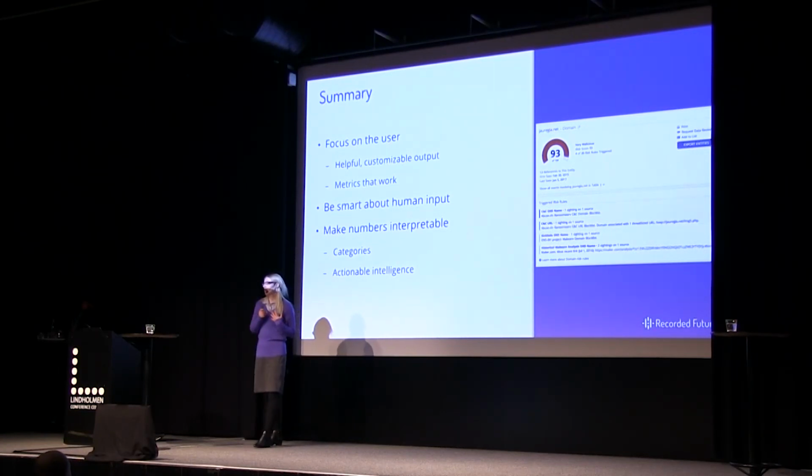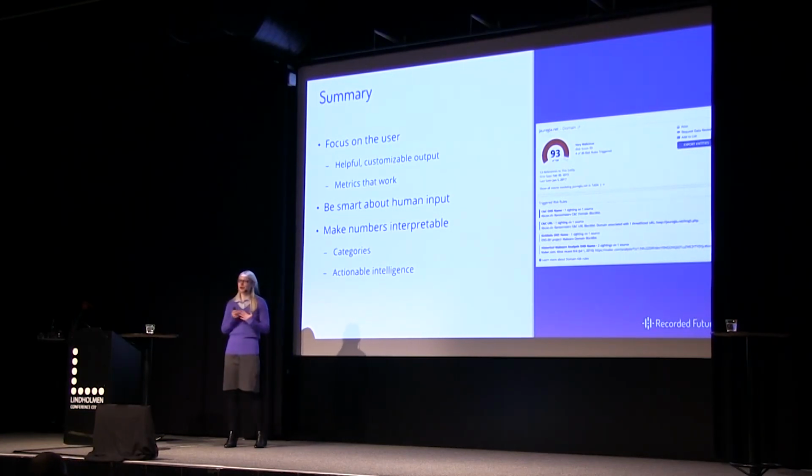So to summarize, I've talked about a few different ways to make sure that your model is not just technically sound, but actually useful. The first and foremost thing is to focus on your user, and what they're going to actually do with your model. Second, anytime you have a human in the loop, and definitely there should be some times when you have a human looking at this, you want to make sure you're smart about how you get their input. And then finally, make sure that whatever numbers you provide as the output of your model are things that can be interpreted and acted on.